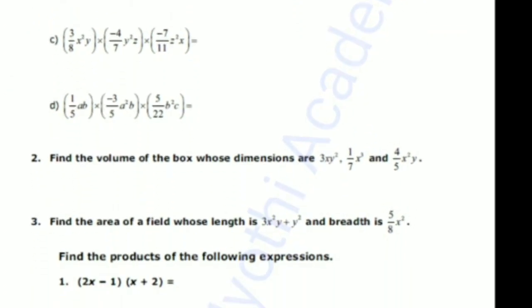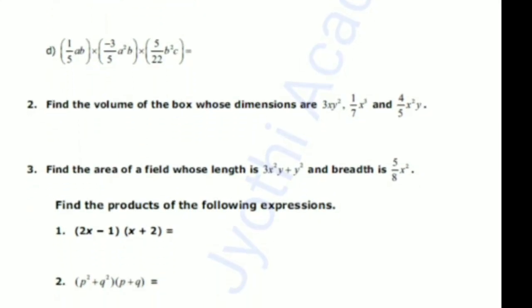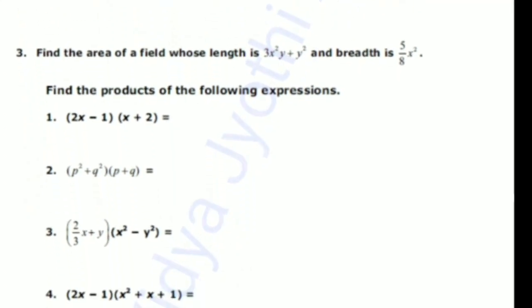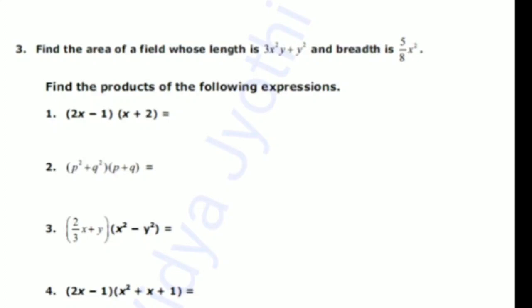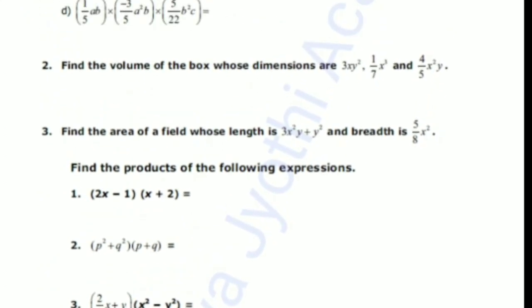Second question, find the volume of the box whose dimensions are given. Volume means length into breadth into height. You have to multiply length, breadth and height, and you will get the volume. Third question, find the area of the field whose length and breadth are given here. You just multiply length and breadth, and you will get the answer. Fourth question, find the product of the following expressions. Here all are binomial into binomial, binomial into trinomial, and these are based on polynomial into polynomial. Write down all the questions carefully and solve them.